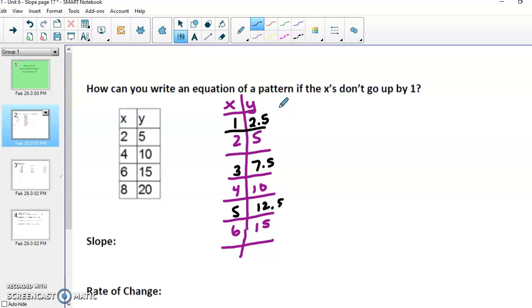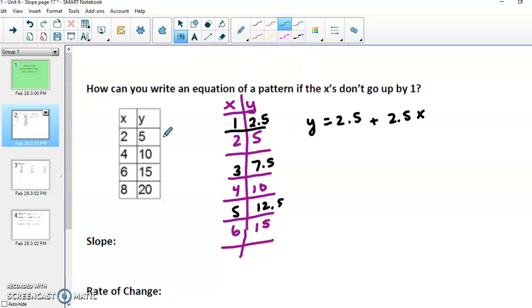So just like before, we could figure out the equation. Our starting point is 2.5, and I'm going up by 2.5 each time. But there's got to be a better way to do this because this is kind of cumbersome.